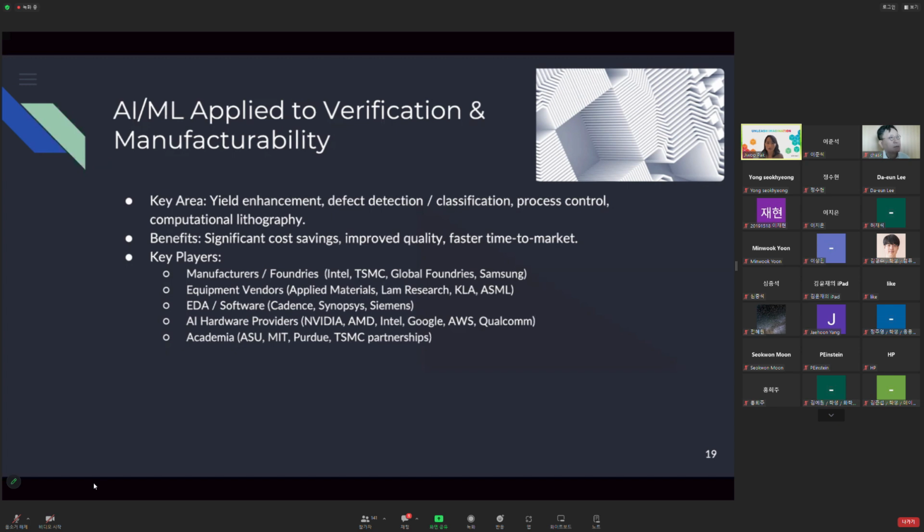And especially for 3 nanometer, moving on to 2 nanometer and so on, the transistor sizes are so small, so there are higher chances to have defects. So it's even more important than before.